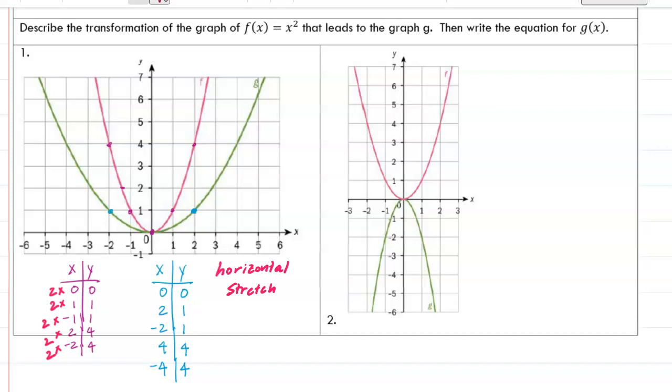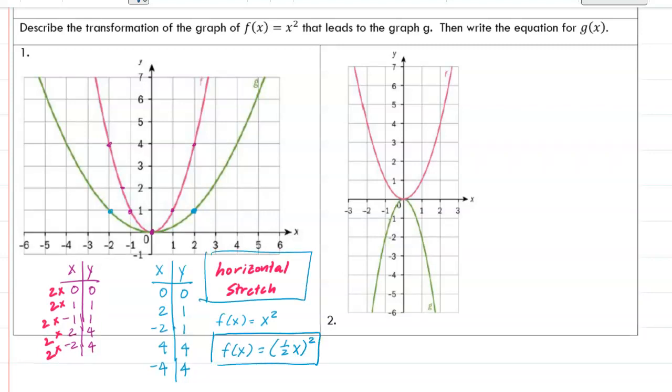Okay, so the original function, f of x, was f of x equals x squared. Now I have to put that 2 back into multiplying the x. And remember, we have to take a reciprocal when it's inside the function. So it's going to be 1/2 x squared. And it was a horizontal stretch.